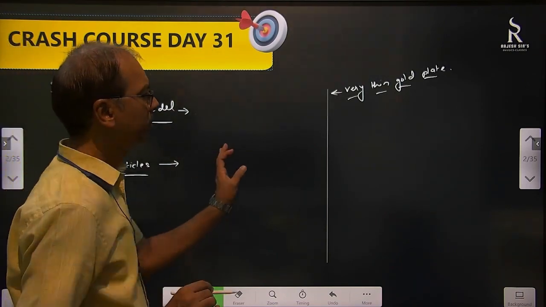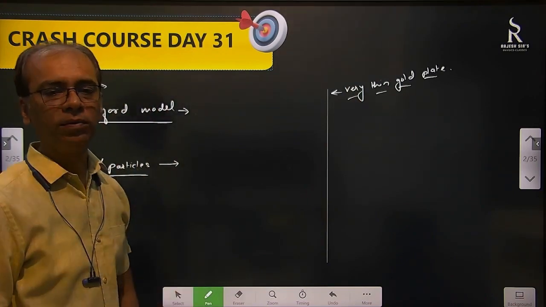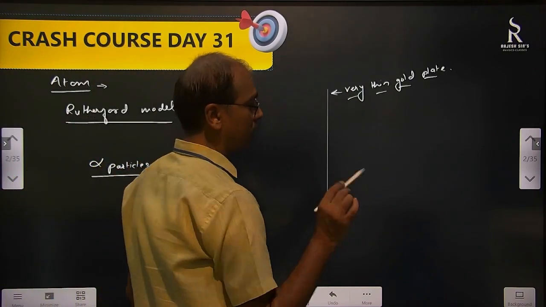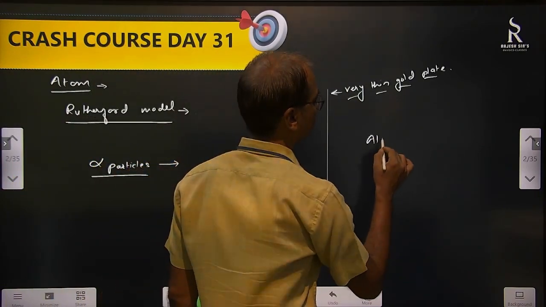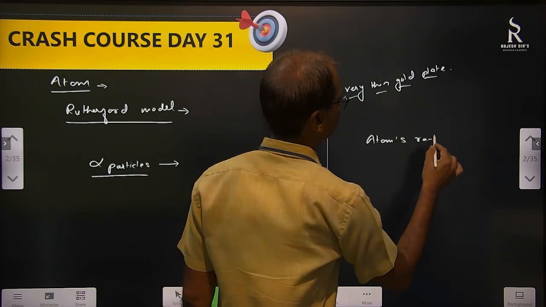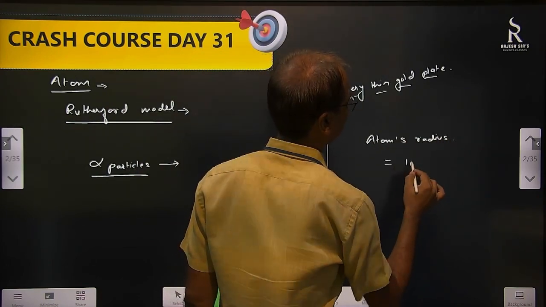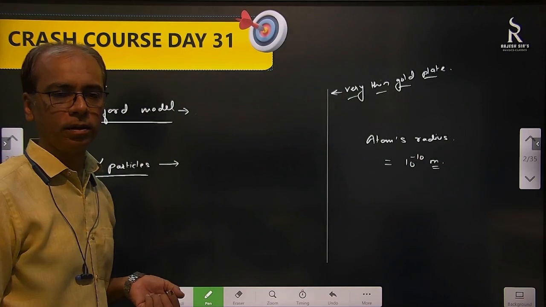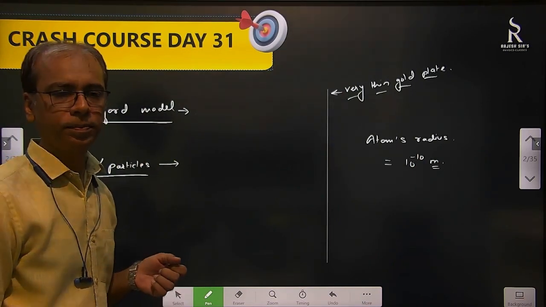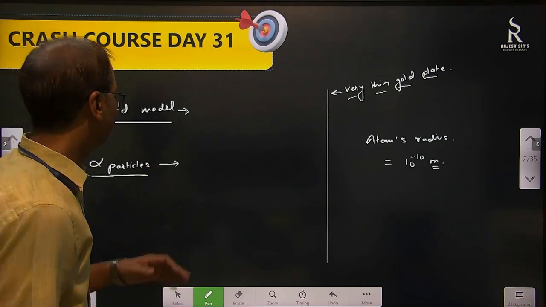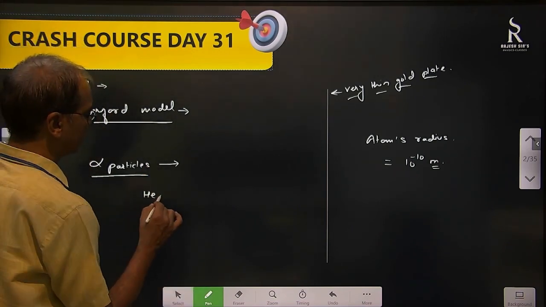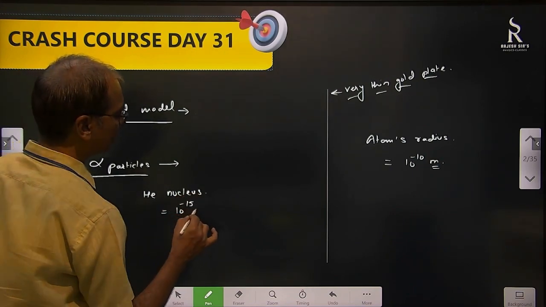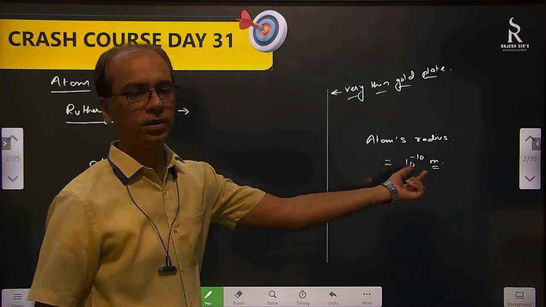So what he found is maximum alpha particles go undeviated. Undeviated means, if we talk about atom's radius, you know that it's 10 to the power minus 10. And what is the size of alpha particle? Very less. Alpha particle is actually a helium nucleus, and nucleus size is 10 to the power minus 15, very less as compared to this.